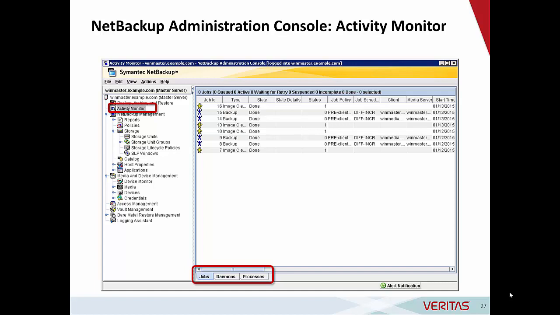Here's an example of the NetBackup Administration Console with the Activity Monitor selected in the left-hand tree view. The Activity Monitor is perhaps the part of the admin console that we spend the most time looking at. How am I doing in terms of my backup and restore jobs? What has been successful and what has not? I can see the past 72 hours worth of activity here by default. Primarily we're looking at backup jobs, but you'll notice down at the bottom that there are 3 tabs to the Activity Monitor. I can view jobs, daemons, and processes from here.